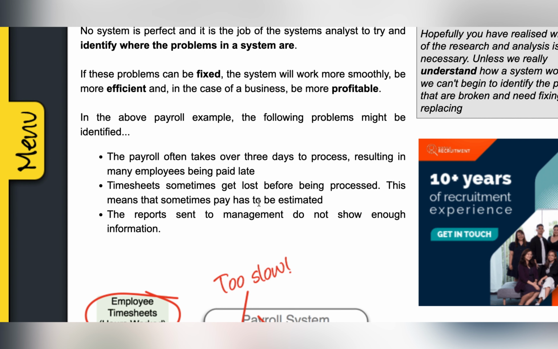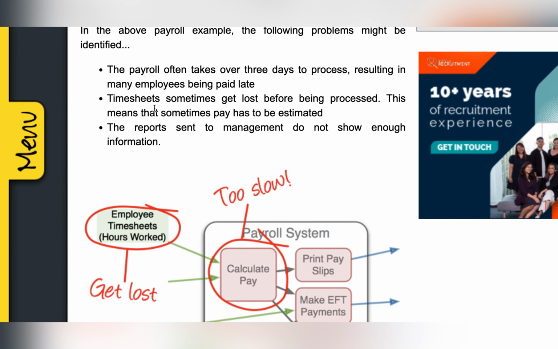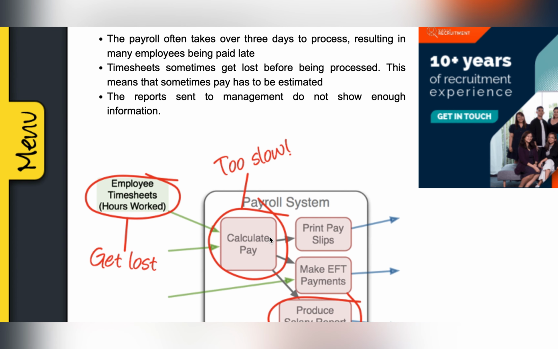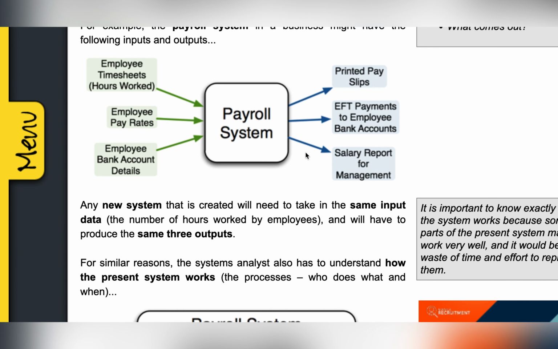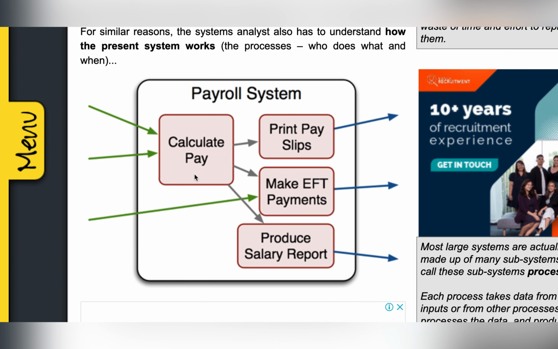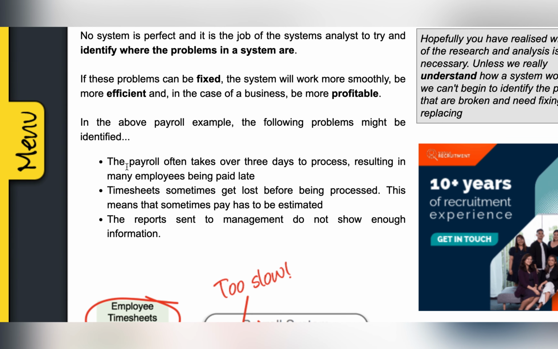So we've just looked at the payroll system. Now, if you look at the payroll system, the following problems might be identified. You might begin to note that the payroll often takes over 3 days to process, resulting in many employees' salary being delayed. Okay? It may take a longer time to process. So if that is the case, the employee's salary takes longer time to calculate. So in our new system, we should design an automated calculator in the payroll system to fast track the efficient solution to that problem, right?